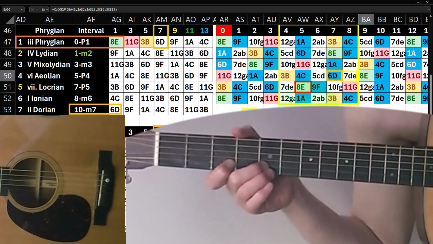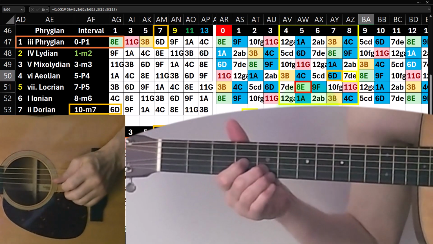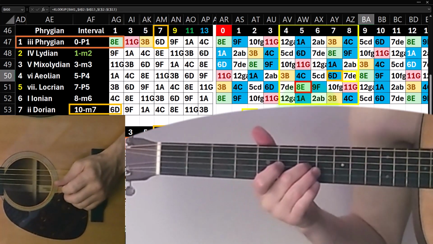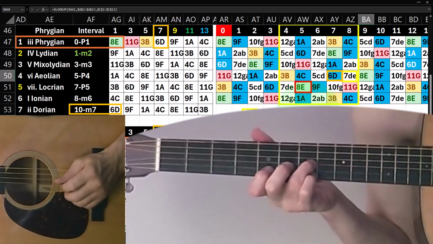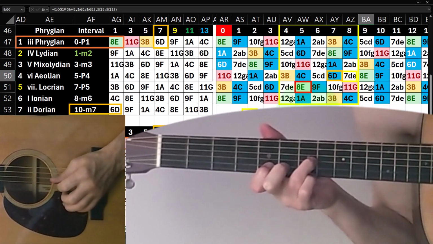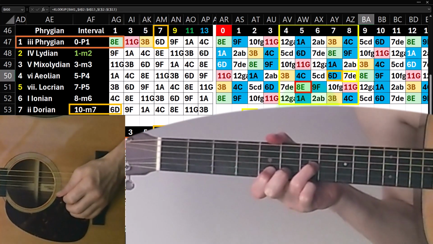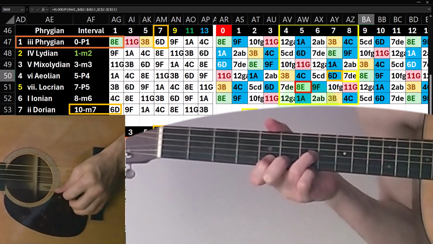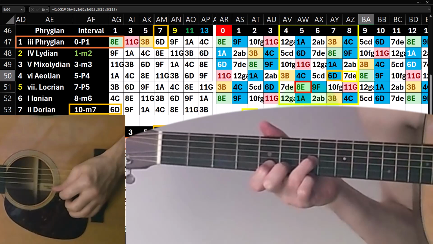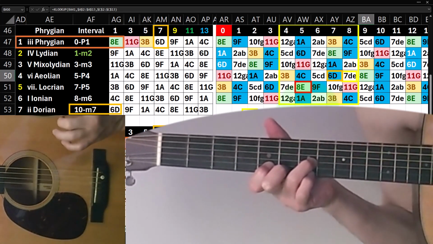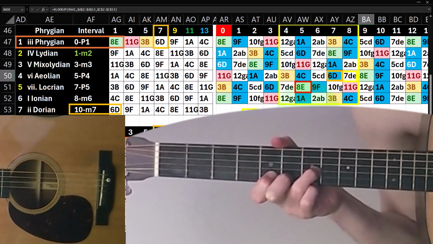So let's go this way. We're going to say this is going to be negative 5, negative 4, 3, 2 here. So that'd be D. So if I went from the D to the E, that would be a 2 note away, which would be a major 2nd. If I went from the E to the D, that therefore would be a 10 note away minor 7.